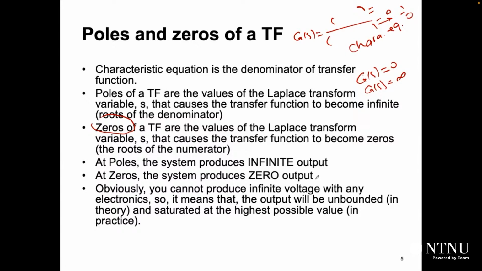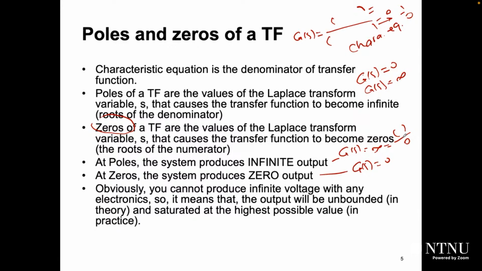And at the zeros, the system will produce 0 output. If you substitute those zeros into the transfer function, it will be 0. Here the transfer function will be infinity, because it will be something divided by 0, right? You cannot produce infinite voltage with any electronics, so it means that the output will be unbounded in theory and saturated at the highest possible value in practice, because we cannot get infinite output, right?